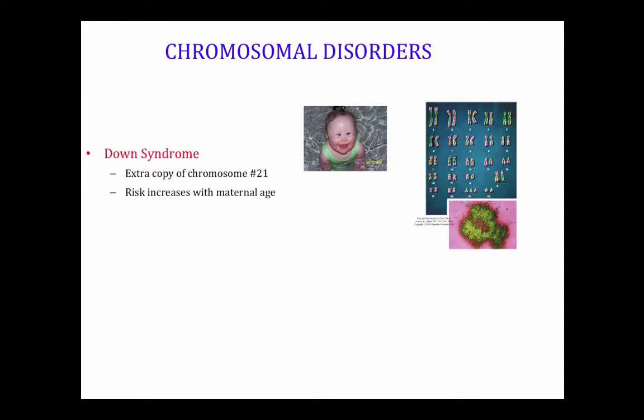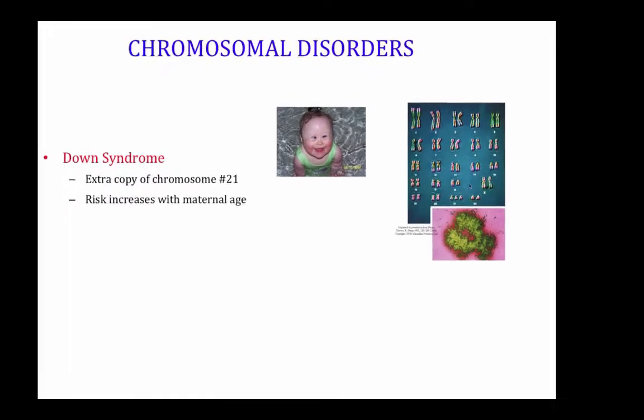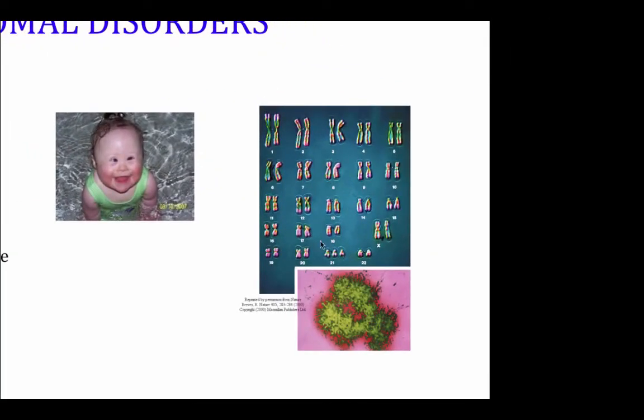Chromosomal disorders include Down syndrome, in which an extra copy of chromosome number 21 is inherited, and it appears that this condition increases with increasing maternal age. If this is a chromosome map, we have all 23 pairs of chromosomes, 22 pairs of autosomes, and the X, and in this case XX, so what we're looking at is a girl. The number 21 chromosome is shown to have 3 copies, and that leads to Down syndrome.